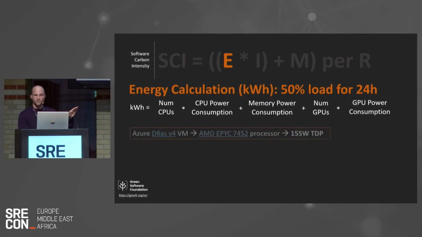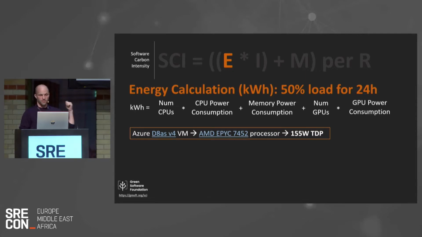For my very simple scenario here, we'll stick with Azure since I'm at Microsoft. We'll pick a VM, let's call D8AS-V4, that VM. I know from the Azure documentation that that's running an AMD EPYC 7452 processor, and then I know from the AMD documentation on their site that that processor has a 155 watt TDP, stands for thermal design power.